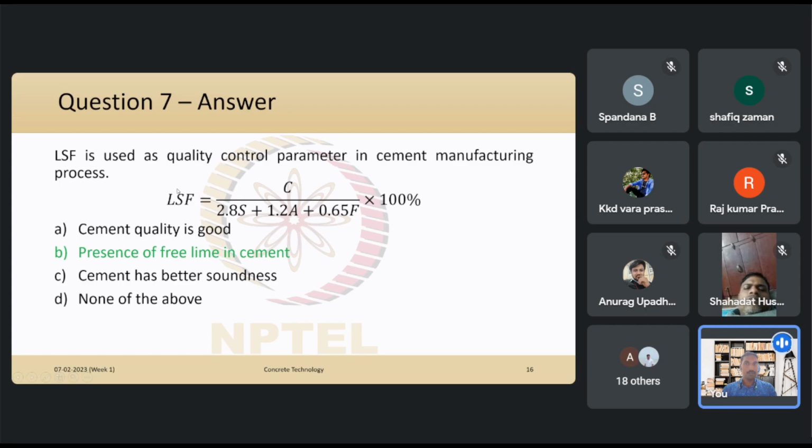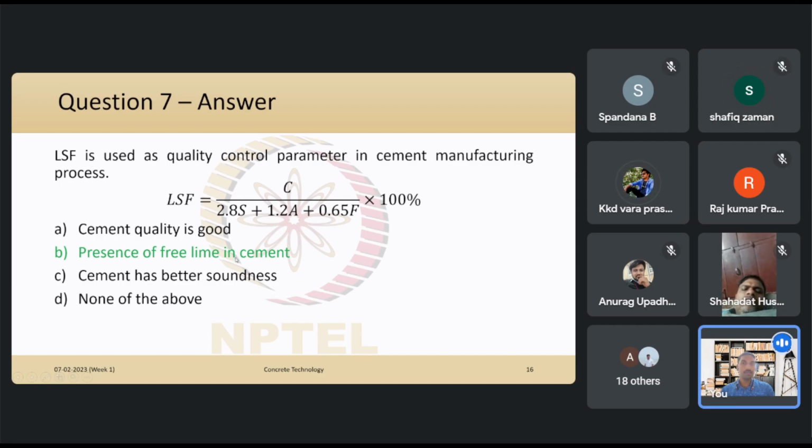And what happens when LSF is more than 100%? How can it be more than 100? If the numerator quantity is much higher than the denominator, that's when this ratio will be more than 1, and the percentage will be greater than 100, right? So in that case, what does it mean? When it is more than 100, we have more calcium oxide present in the cement than is required to react with or combine with the other oxides present. So when we have excess calcium, that will result in free lime being present in cement, right?